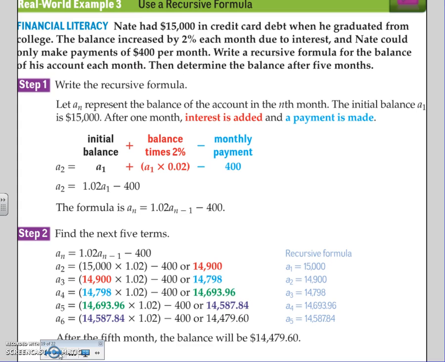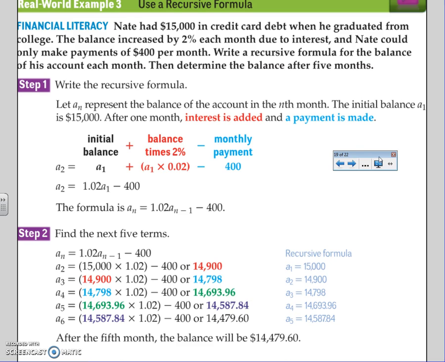Alright, here's a real world example. Use a recursive formula. Very big with loans. So Nate had a $15,000 loan. He has an interest of 2% each month. He pays $400 a month. Write the recursive formula for the balance. Determine what the balance is after 5 months. So you can read this, but it's initial balance plus balance times 2% minus his monthly payment. And once you have that new number, you're going to plug it in, see what the next month is, and just keep doing that. Because your new balance is what they charge you interest on, not the original.